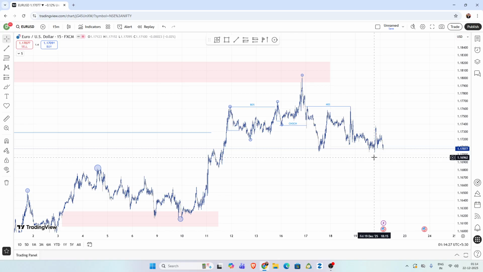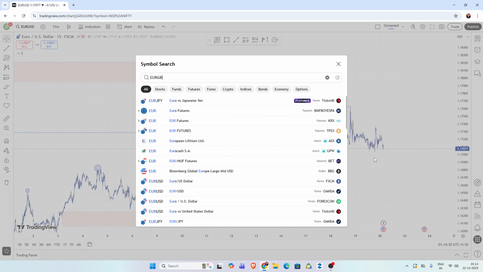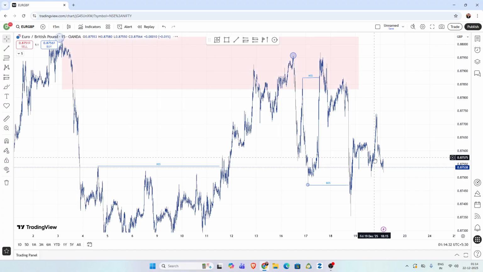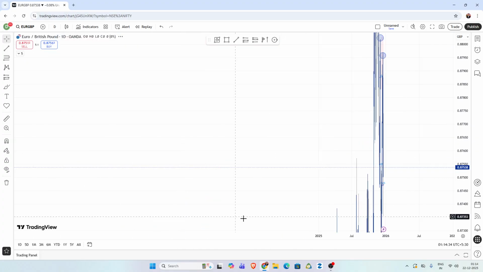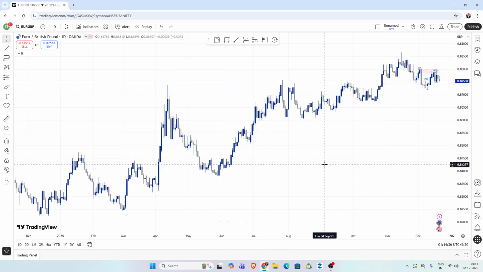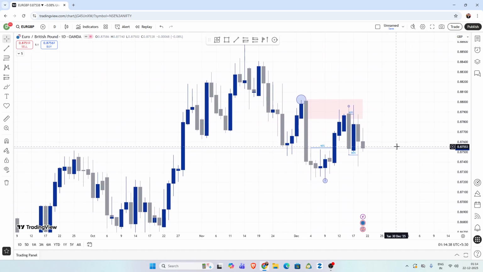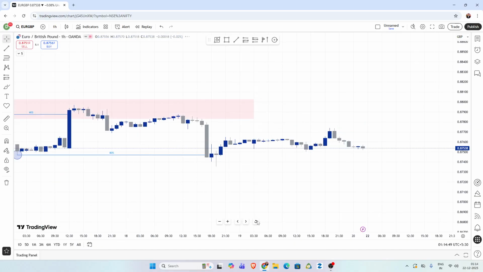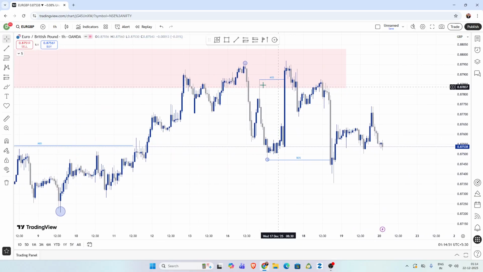And for other pairs, this is EURGBP. You can see in the daily time frame the bias is clearly towards the downside. The market tapped this daily order block and then started moving towards the downside. You can see there was a clear break of structure here. It went down. There was inducement.